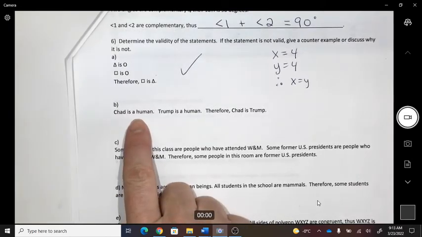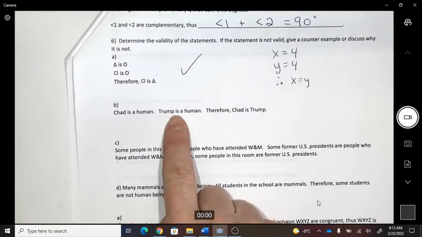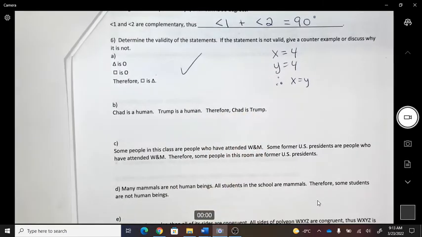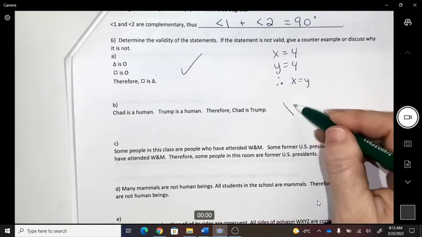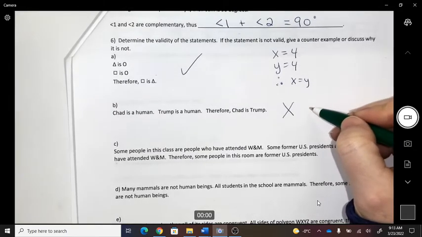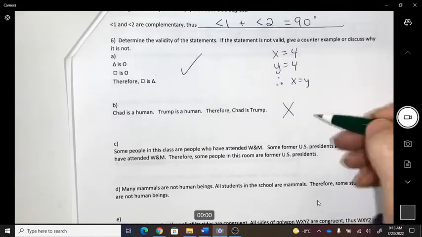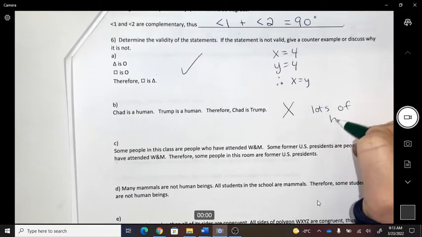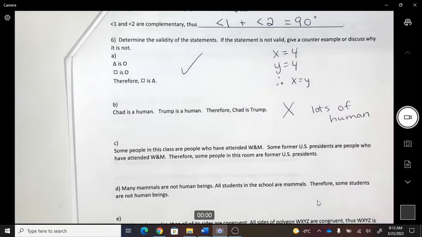Chad is a human. Trump is a human. Therefore, Chad is Trump. Does that statement, is it valid or not? Not valid. Why isn't it valid? There's more humans, right? There's lots of humans. They aren't the same person.